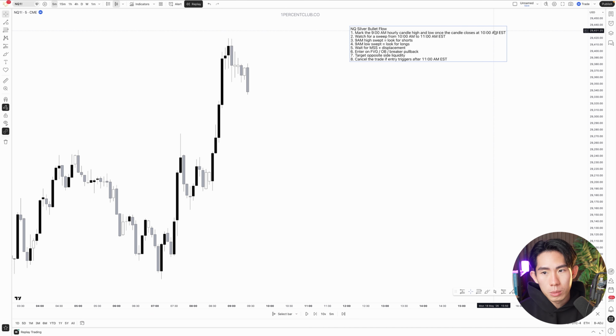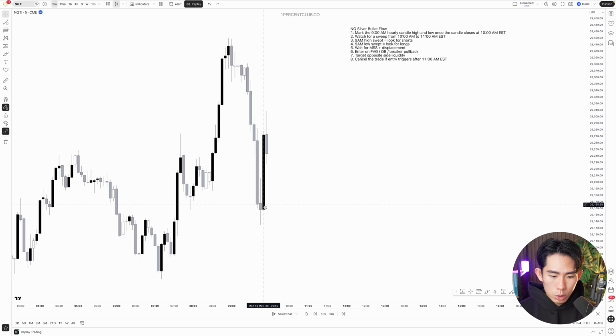Okay, so this is the New York time zone. You want to make sure that you are just defining the range where price is most likely going to sweep the liquidity. In this case, this is 9:25, right? So it hasn't been 10 a.m. yet. So let's wait until 10 a.m.